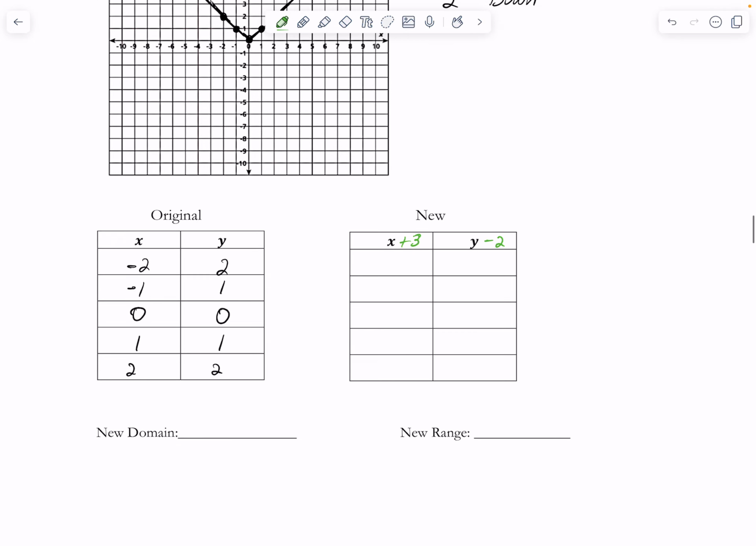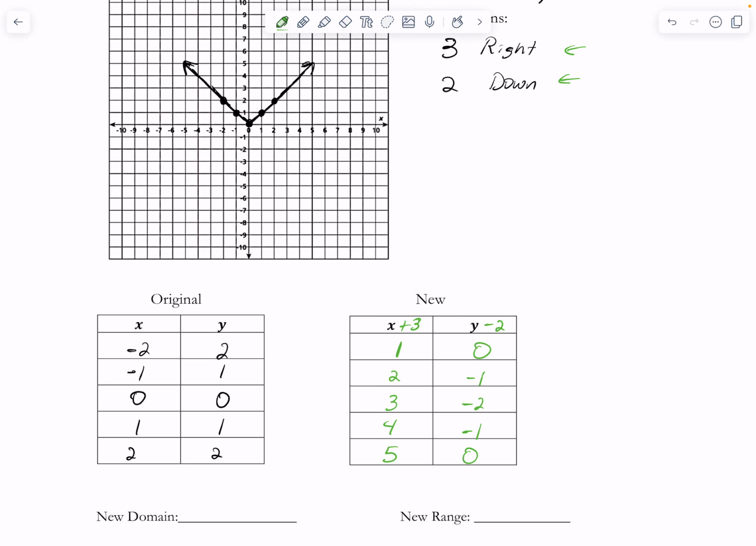All right, so let's add 3 to all of those. -2 plus 3 is 1. This is going to be 2, 3, 4, and 5. And the new y values are going to be 0, -1, -2, -1, and 0. All right, so we plot those. And again, it should look like a V, just in a different location. So here is the new function. It should look just like the original, but now it is in a different location.